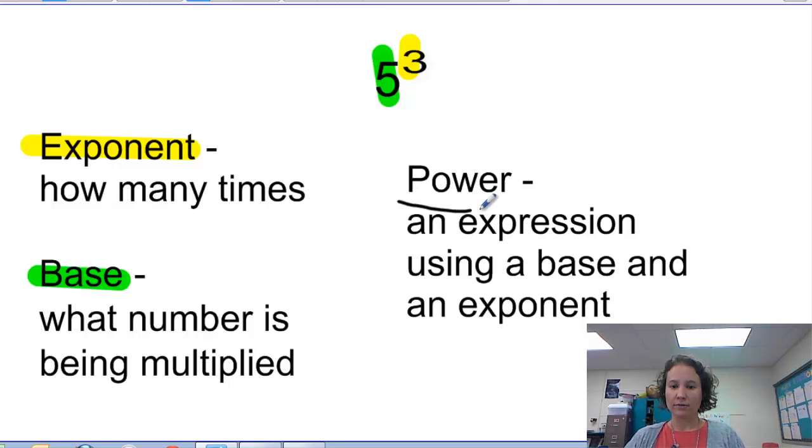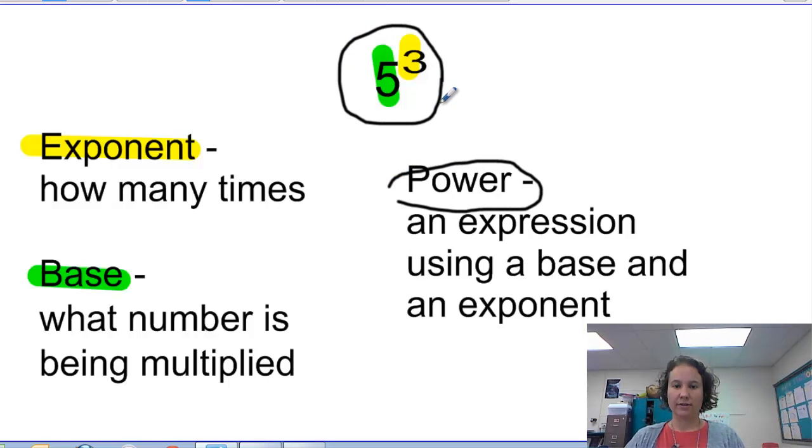And then the power is this whole thing right here. So this whole thing is called a power. So that's an expression using both a base and an exponent. So the exponent's the little number, the base is the big number, and the power is the whole thing.